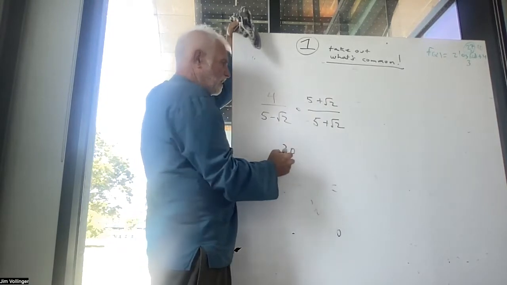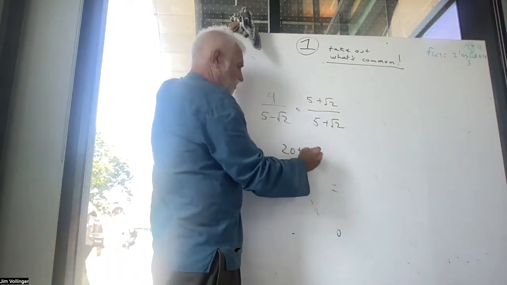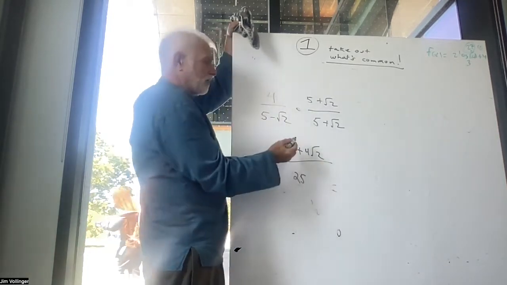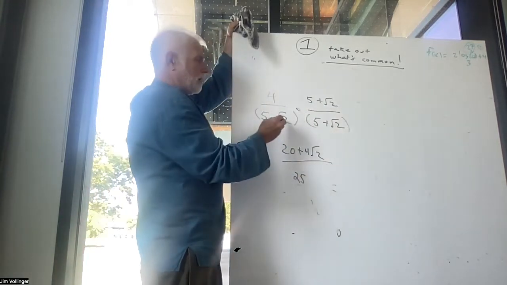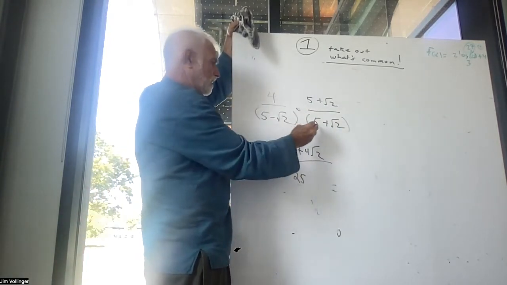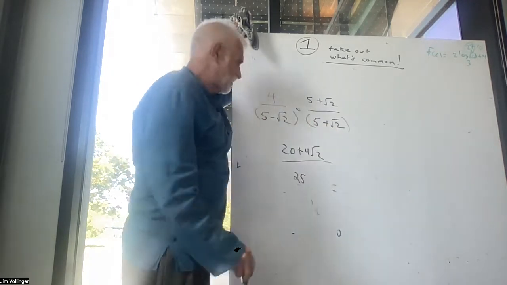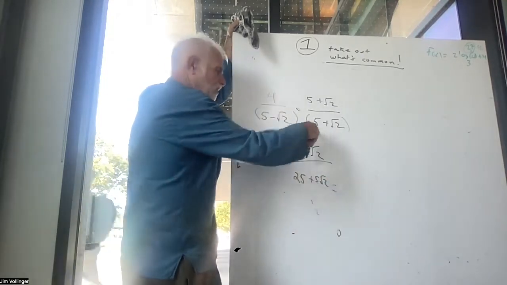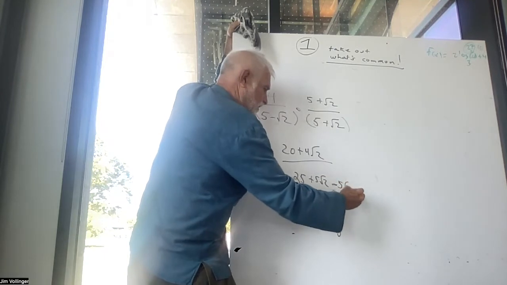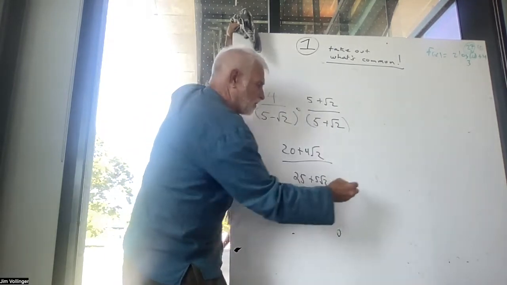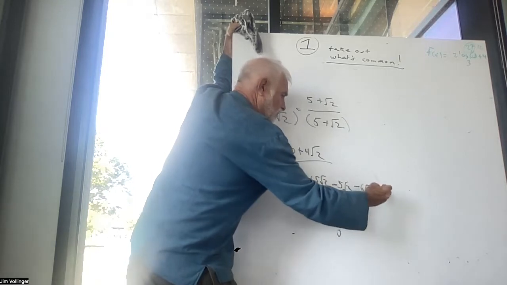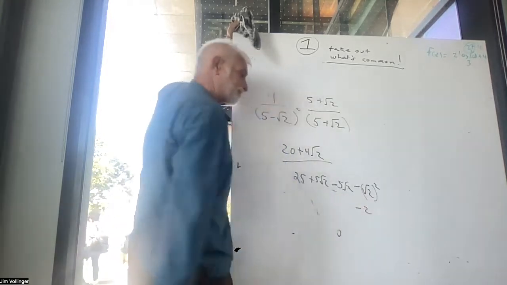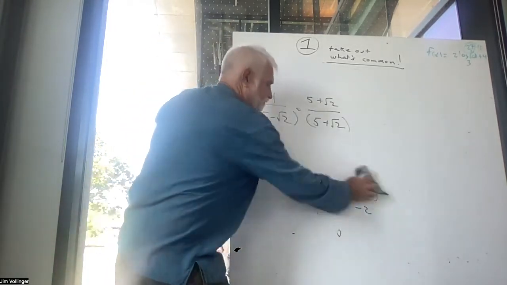4 times 5 is 20. 4 times √2 is 4√2. 5 times 5 is 25. The middle terms we're going to cancel, right? You've got minus 5√2, and then you've got positive 5√2. So 5 times √2 is 5√2. I'll do it once. Minus √2 times 5 is minus 5√2. And minus √2 times minus √2 is minus √2 squared. And what is minus √2 squared? Minus 2.